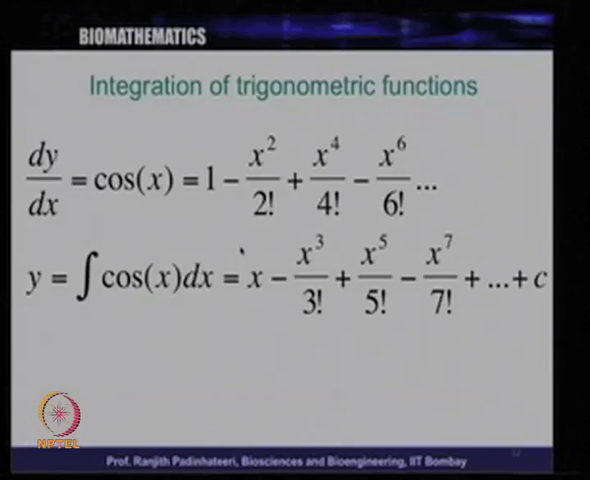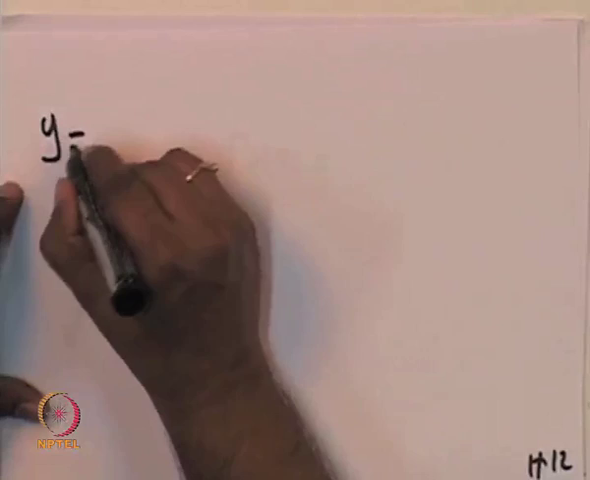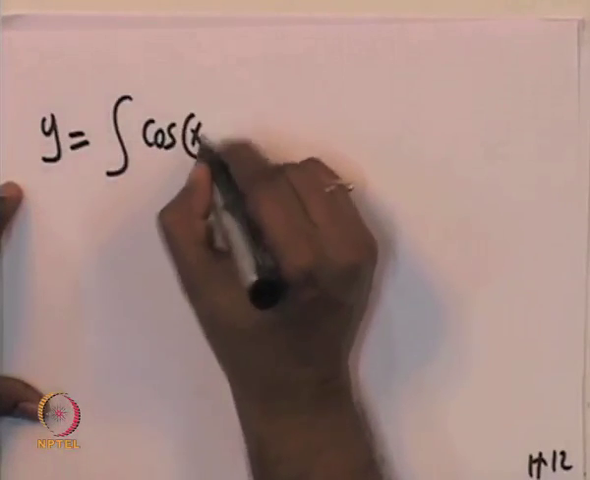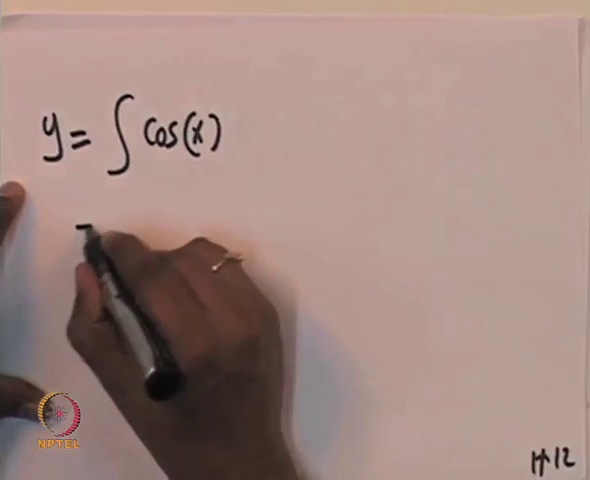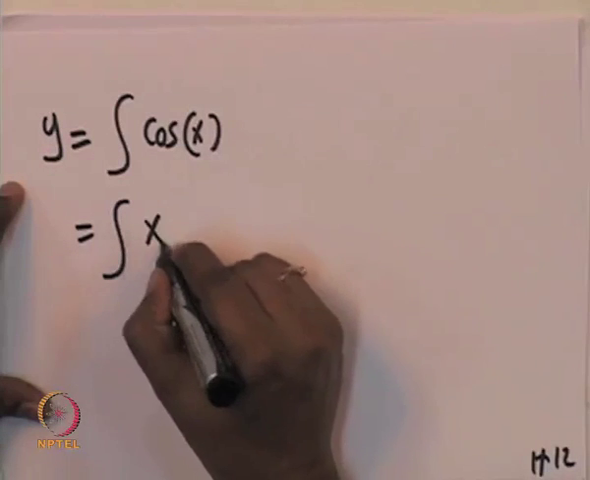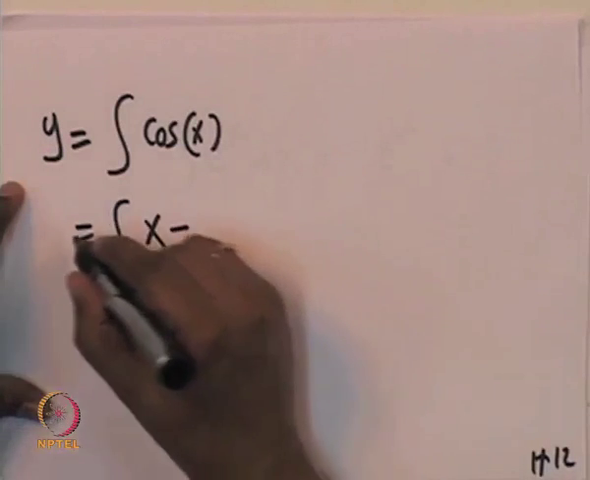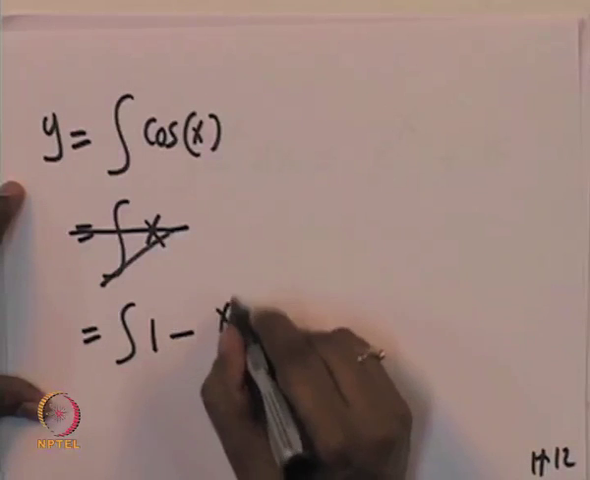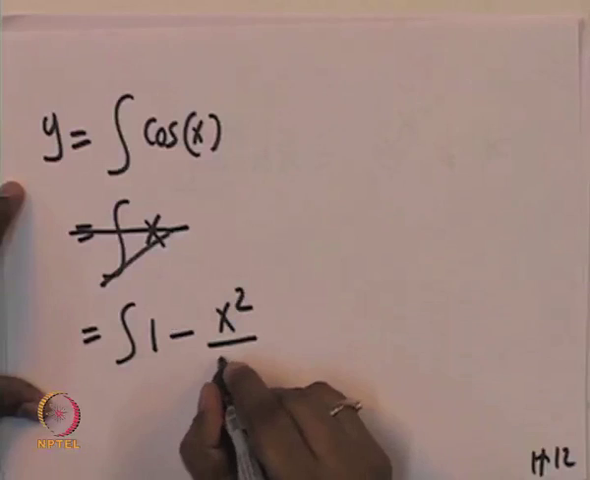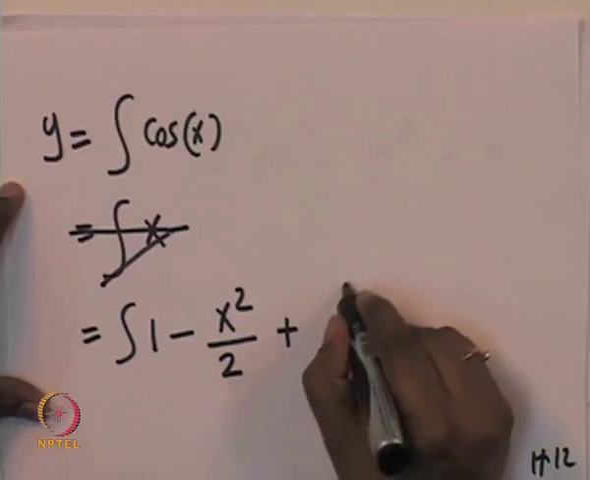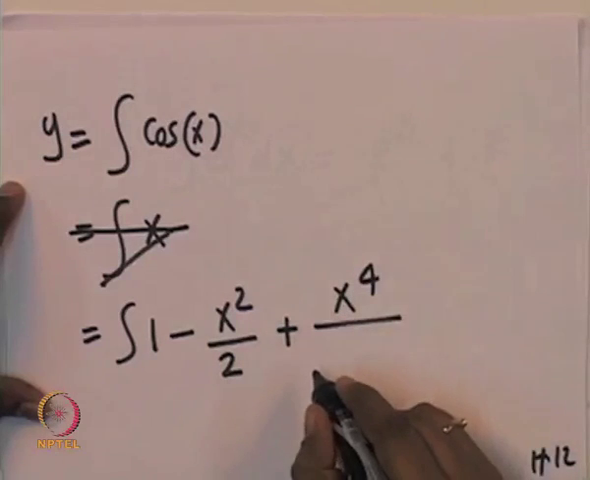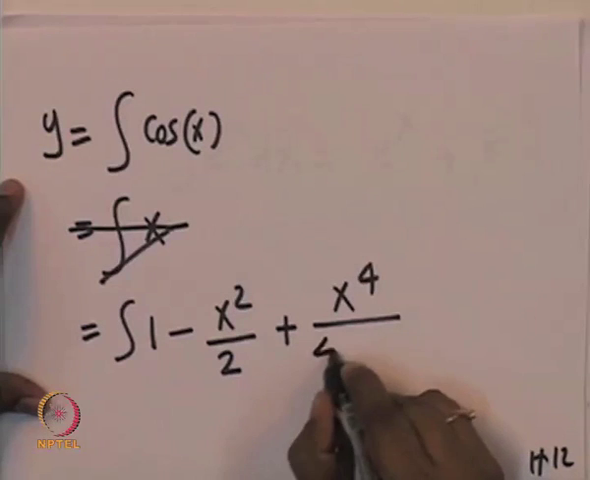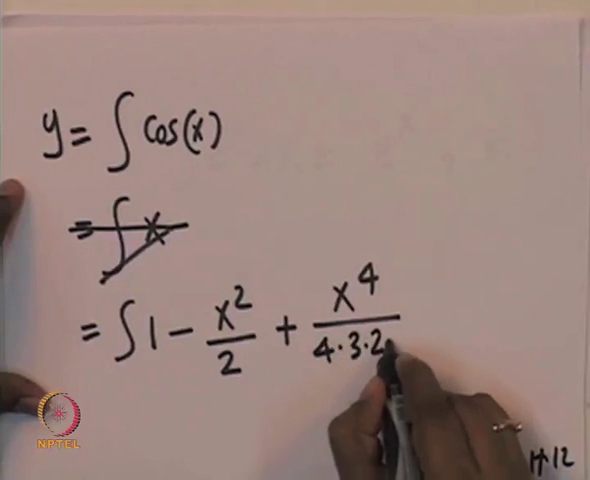So, just like we did e power x, let us go ahead and do it. So, we know that y is equal to integral cos x, which can be written as integral of 1 minus x square by 2 factorial (2 factorial is 2 itself), plus x power 4 by 4 factorial. 4 factorial is 4 times 3 times 2 times 1.